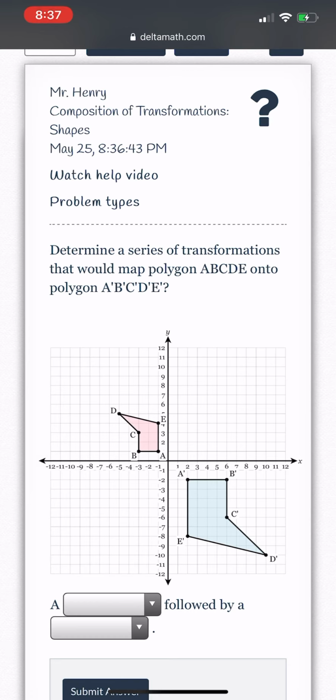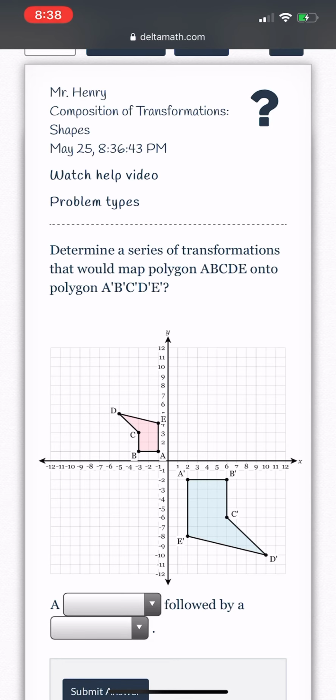So if you take a look at these two, the red one is what we start with, the blue one's what we end up with. That's why it has the apostrophes after the letters. And obviously, the blue one is bigger, so it got dilated by some factor. So if you take a look between A and B on the original, it's 2 units. And then if you look on the blue shape between A primed and B primed, that's what the apostrophe is called, that's 4 units. All right, 2 times what gets me to 4? Well, that must be 2. So the second shape is 2 times bigger than the first.